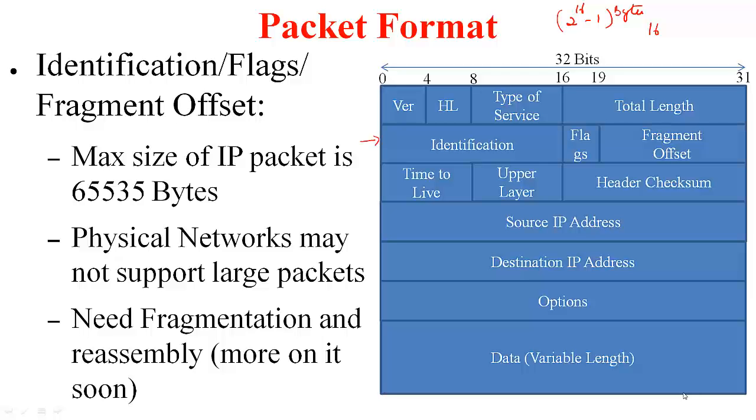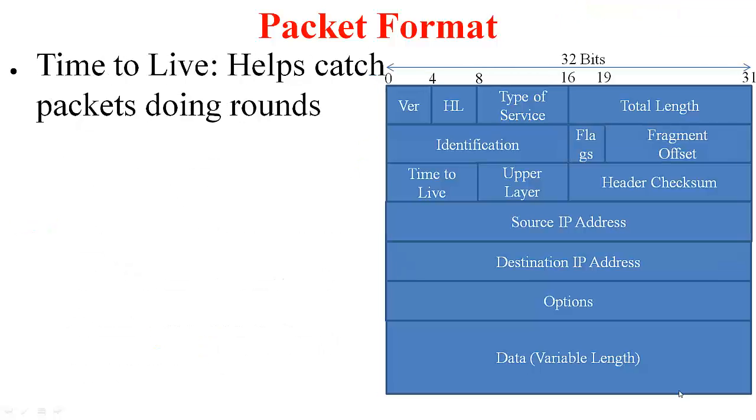You saw in the case of Ethernet that Ethernet can only take 1500 bytes as the payload in the frame, whereas the maximum size of the IP packet can be much larger than this. Typically, different physical networks will support different packet sizes. So if you have a big packet and your underlying physical network does not support it, you need to fragment that particular packet and reassemble it. We will cover more of this in the later portion of the video.